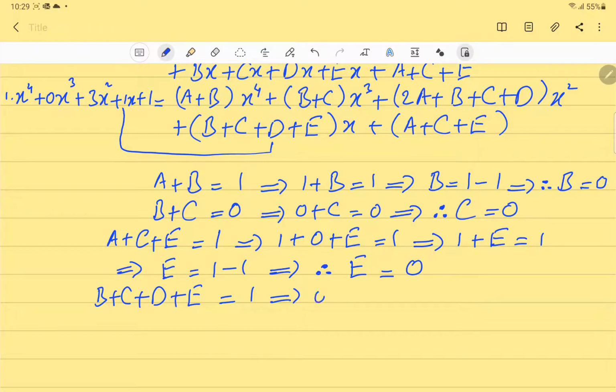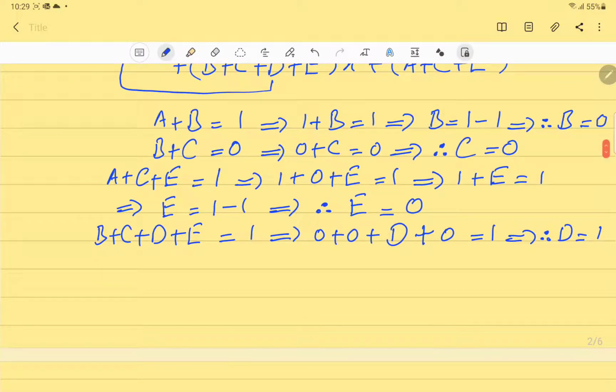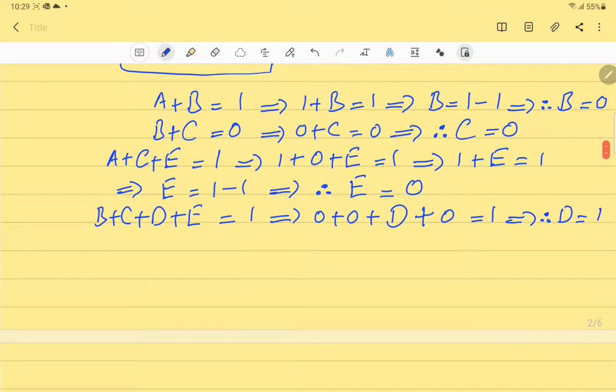B and c are 0 and e is 1. So e is also 0, is equal to 1, which means d is equal to 1. So since we have all the constants value with us now from a to e, we can write the partial fractions.